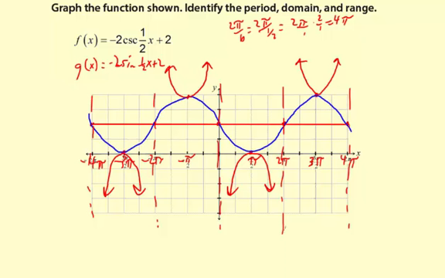Now let's talk about period, domain, and range. Period we already said was 4 pi. The domain: x is an element of the set of real numbers such that, let's find our asymptotes. They're every 2 pi starting at 0. So we can just say x is not equal to 2n pi.